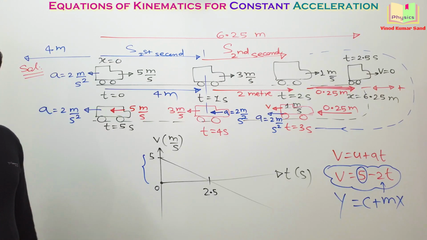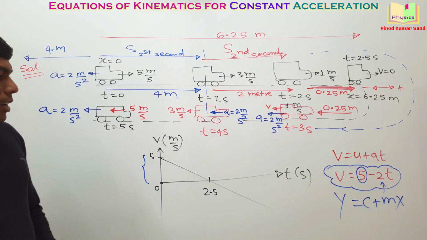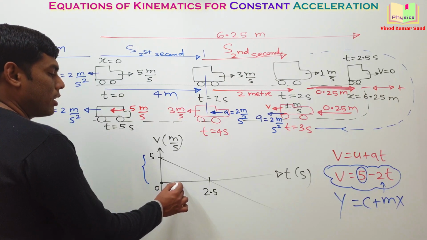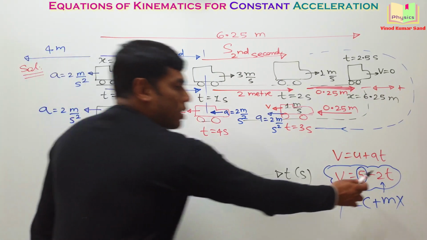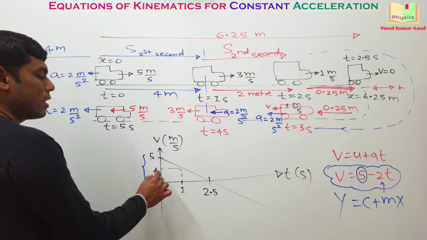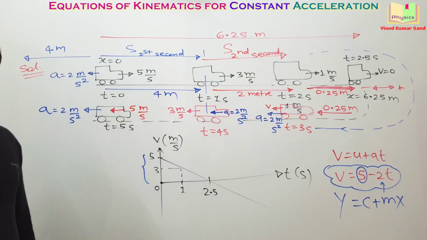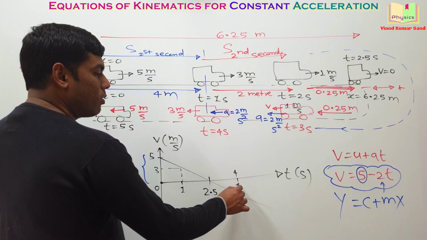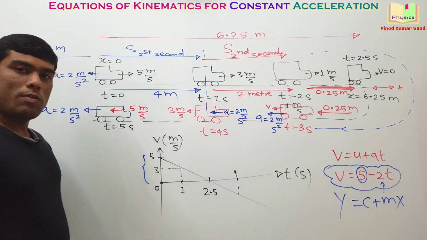Now you can compute many things. Suppose someone asks you what is the velocity at t is equal to 1 second. Put here t is equal to 1. You will come to know that velocity at t is equal to 1 second is 3 meter per second. Suppose you need velocity at t is equal to 4 second. Put here t is equal to 4 second. You will come to know the velocity.